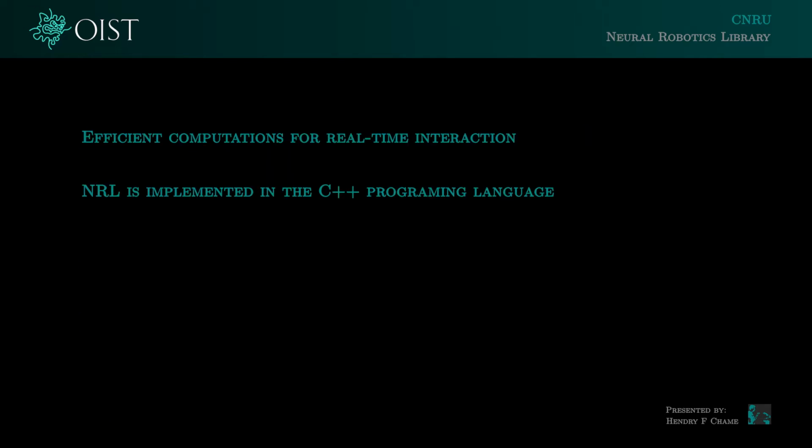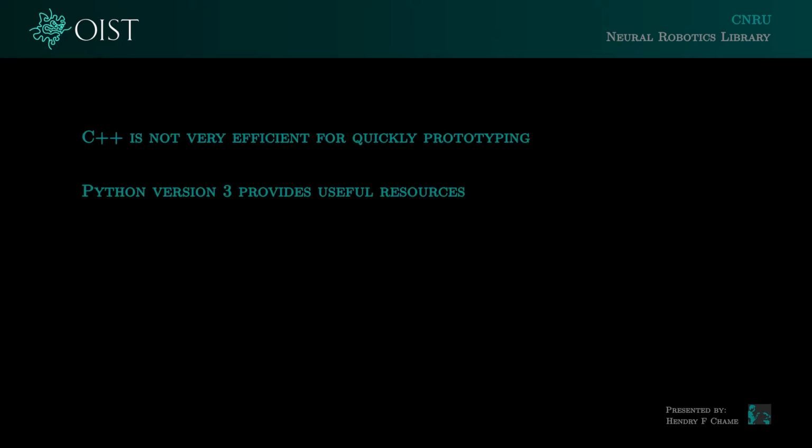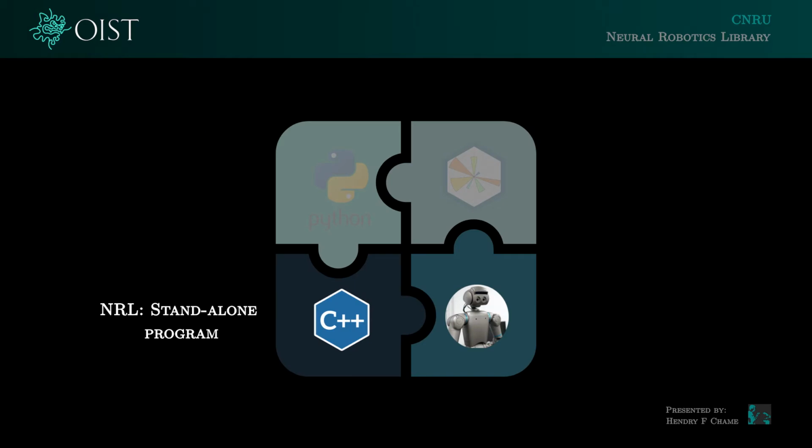Computations for real-time interaction experiments must be efficient. For this, NRL is implemented in the C++ programming language. However, as a compiled language, C++ is not very efficient for quickly prototyping. Also, some interpreted languages, such as Python version 3, include several graphical and statistical tools that could be very useful to experimental research. For this, we propose two ways in which you could include NRL in your project. As shown in the figure, you could include NRL as a C++ standalone program.